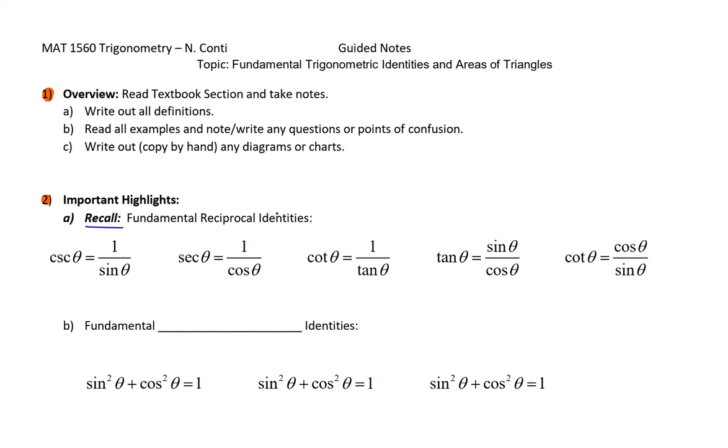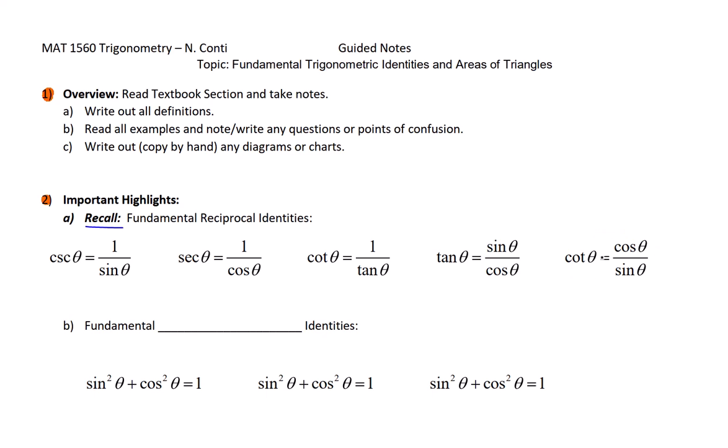We've developed these in previous topics, and hopefully by now they're looking familiar and even working well for you as you practice homework. But let's just recall that cosecant theta is equal to 1 over sine theta. Secant theta is equal to 1 over cosine theta. Cotangent theta is equal to 1 over tangent theta. Tangent theta is equal to sine theta over cosine theta. And cotangent theta is equal to cosine theta over sine theta.